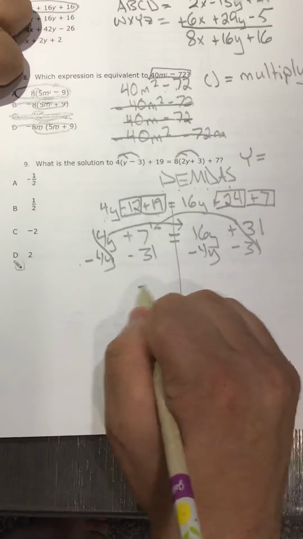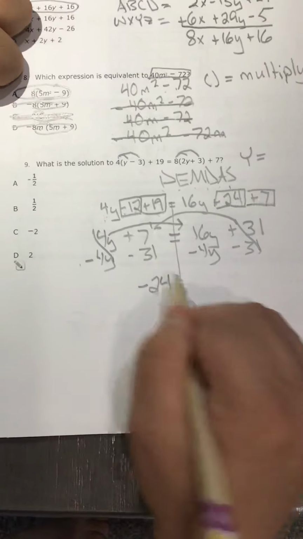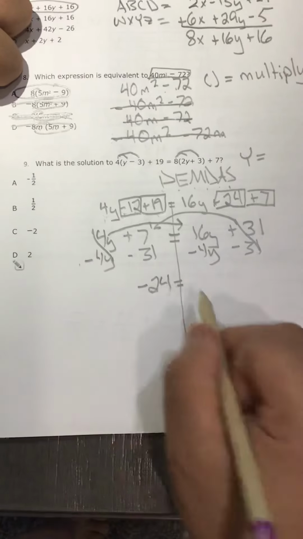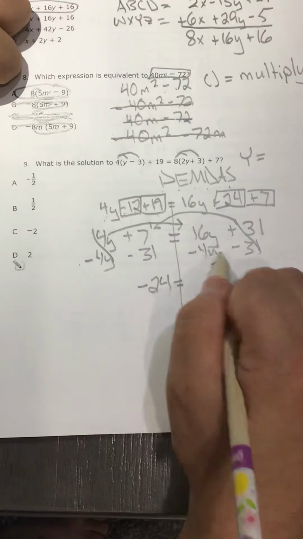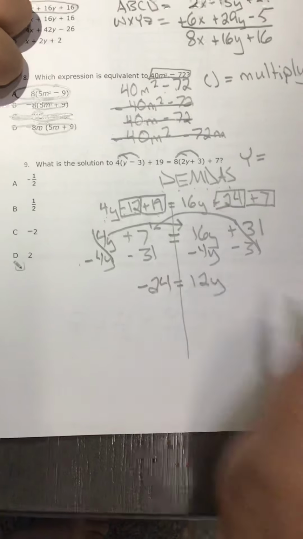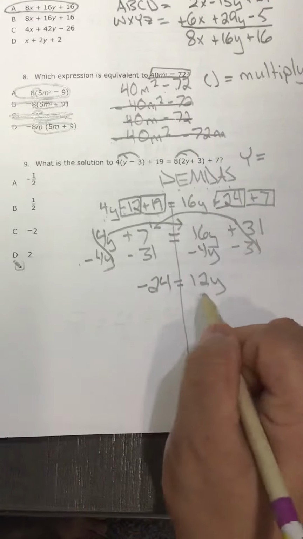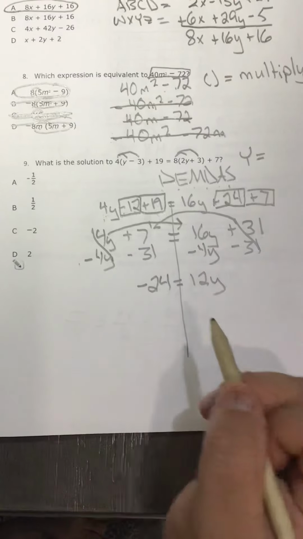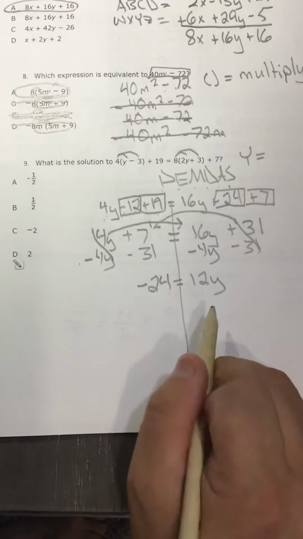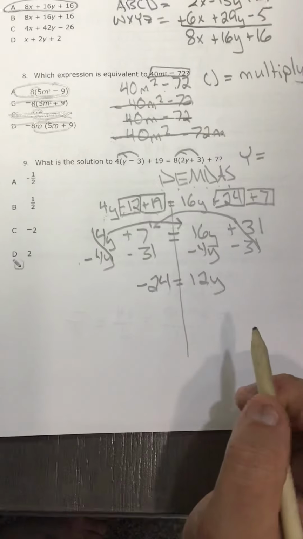Resultados de esto viene siendo negativo 24. Our result to this gives us negative 24. Right here, 16y minus 4y gives us 12y. Igual, tenemos que tener y solo. De esto se trata toda la pregunta. We know that we need to solve for y, so I need y alone.